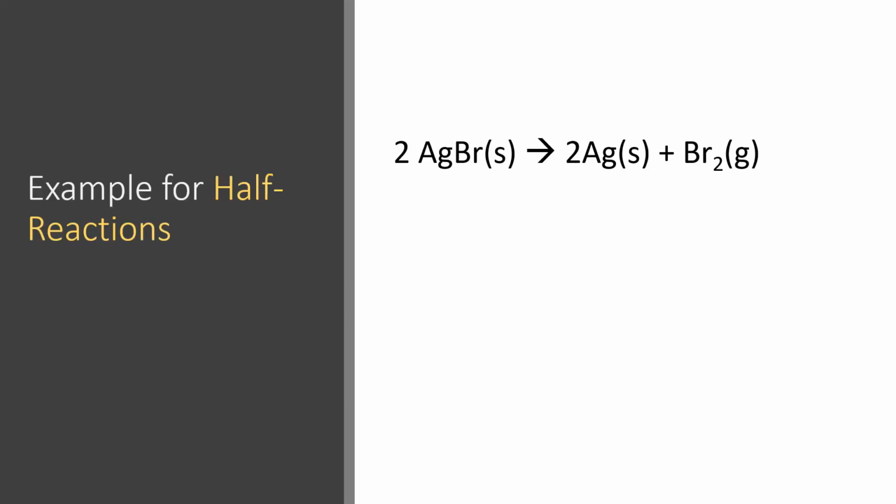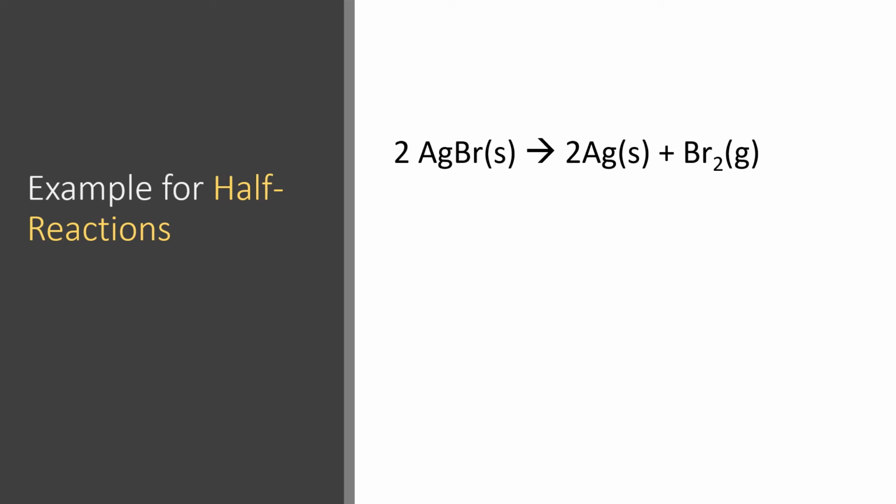Now here's another example of a half reaction. We'll look at this one and walk through it. Again, here we've got a fairly simple system. Instead of a combination reaction, we're looking at a decomposition reaction. Silver bromide is broken down to silver metal and bromine gas. This can happen under extreme heat.